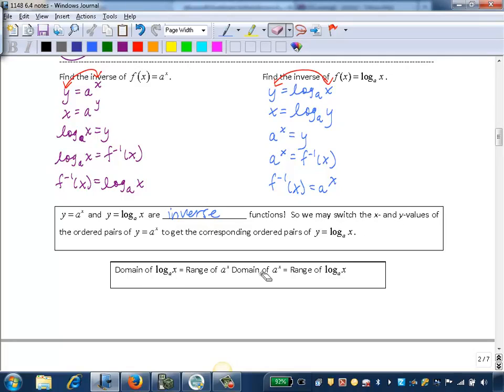So since log and exponential functions are inverses, we know that the domain of log base a of x will be equal to the range of a to the x. And then the domain of a to the x is going to equal the range of log base a of x. So domain of one is equal to the range of the other, just like any two inverse functions.